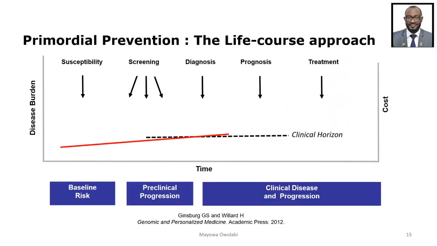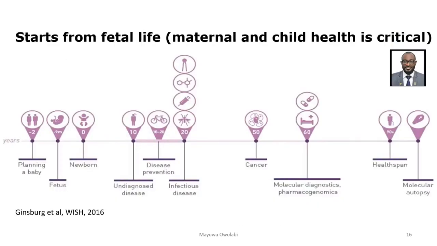So primordial prevention must utilize a life course approach to target individuals who are yet to develop the risk factors for stroke. And so susceptible individuals may need to be targeted before they develop the risk factors for stroke. And therefore, this requires controlling of the fetal environment, even in utero. And maternal and child death is also very important.